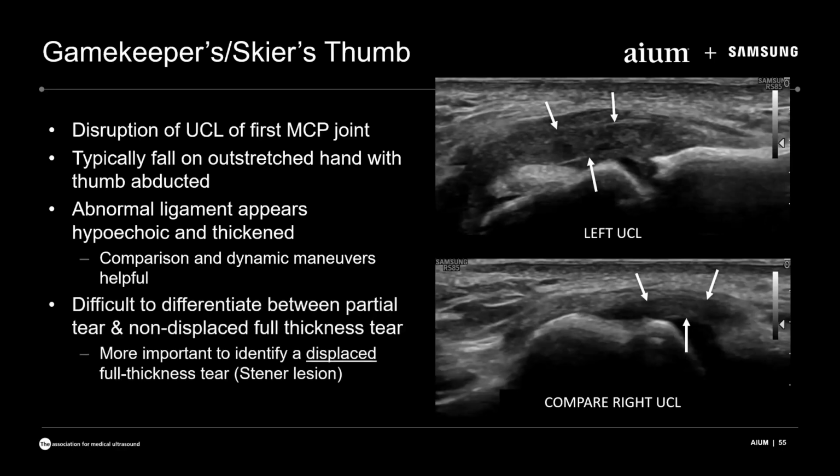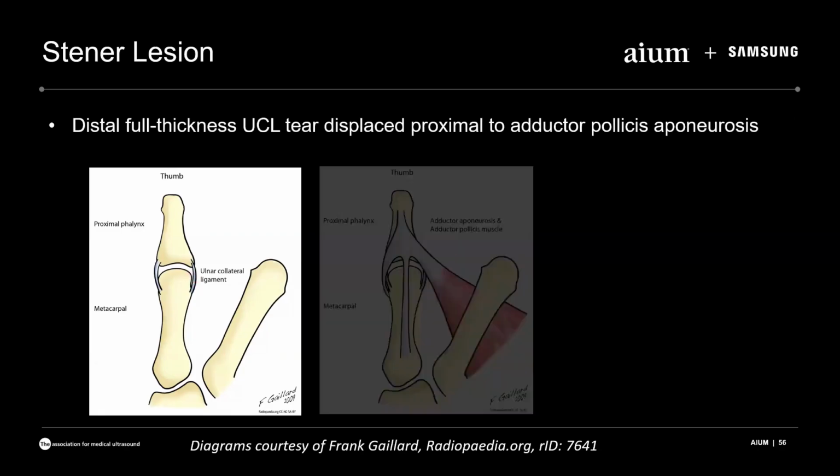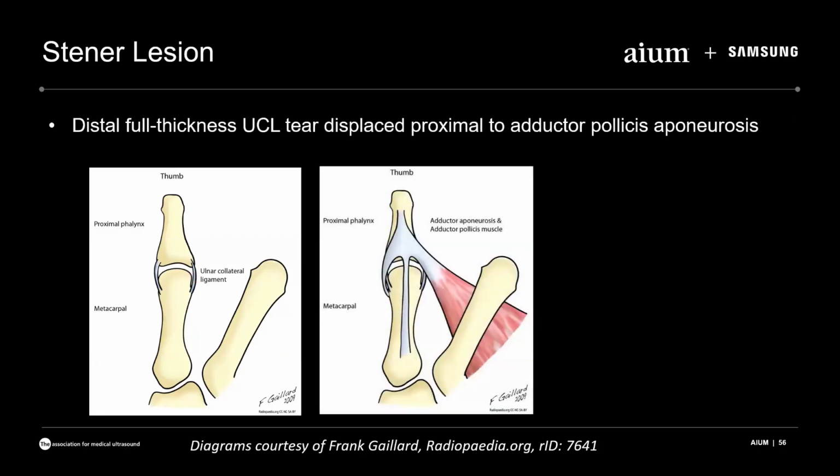It can be difficult to differentiate between a partial tear and a non-displaced full thickness tear, but it's more important to identify a displaced full thickness tear, and that's called a Stener lesion. So let me just show you a diagram of that. So this is the normal ulnar collateral ligament of the MCP joint. And here's the adductor aponeurosis here of the adductor pollicis muscle.